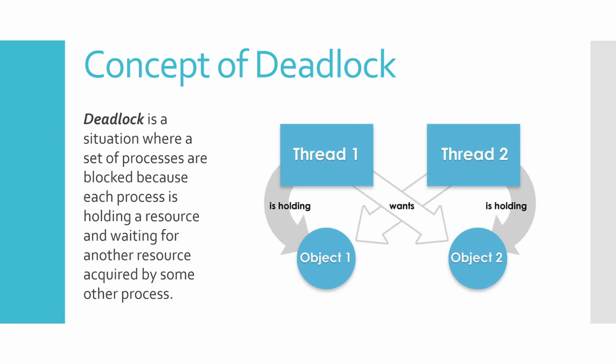Deadlock is a kind of situation where a set of processes are blocked because each process is holding some resource and waiting for other resources. Those resources are also held by some other processes. For example, here, thread 1 is holding object 1 and waiting for object 2. Thread 2 is holding object 2 and waiting for object 1. The two threads will be blocked due to the deadlock because none of the threads can give up their object and get a new object to finish its program.